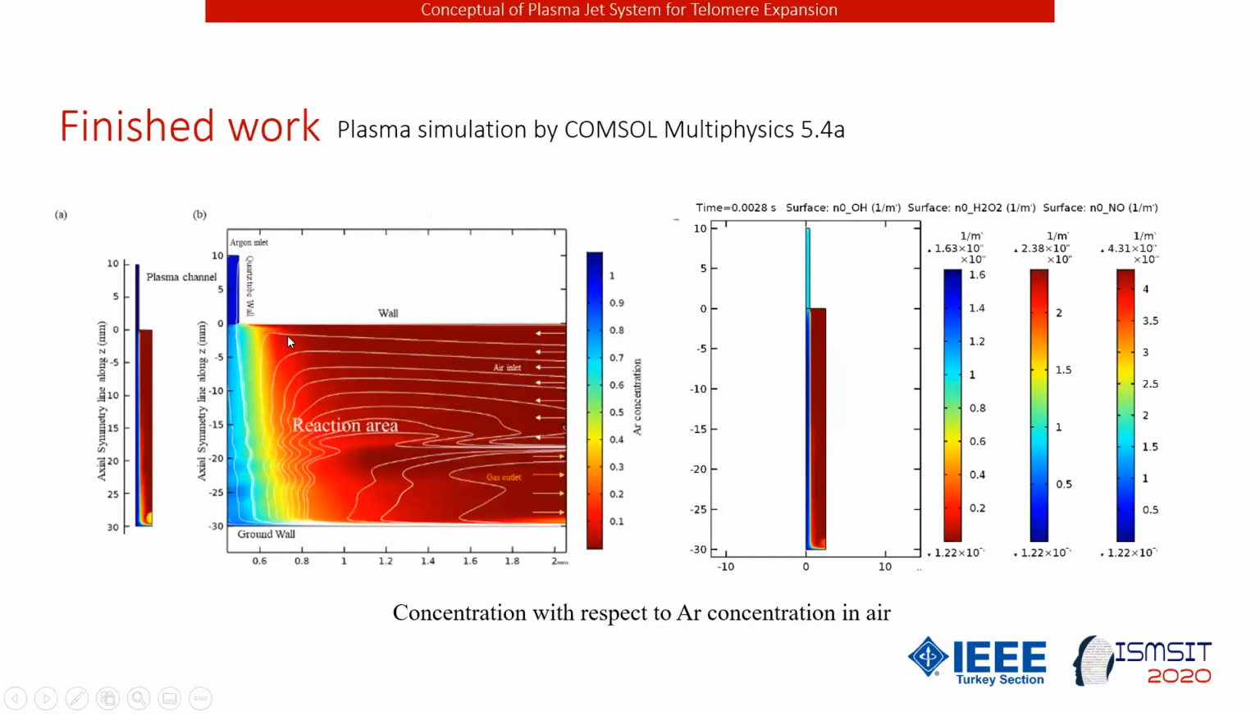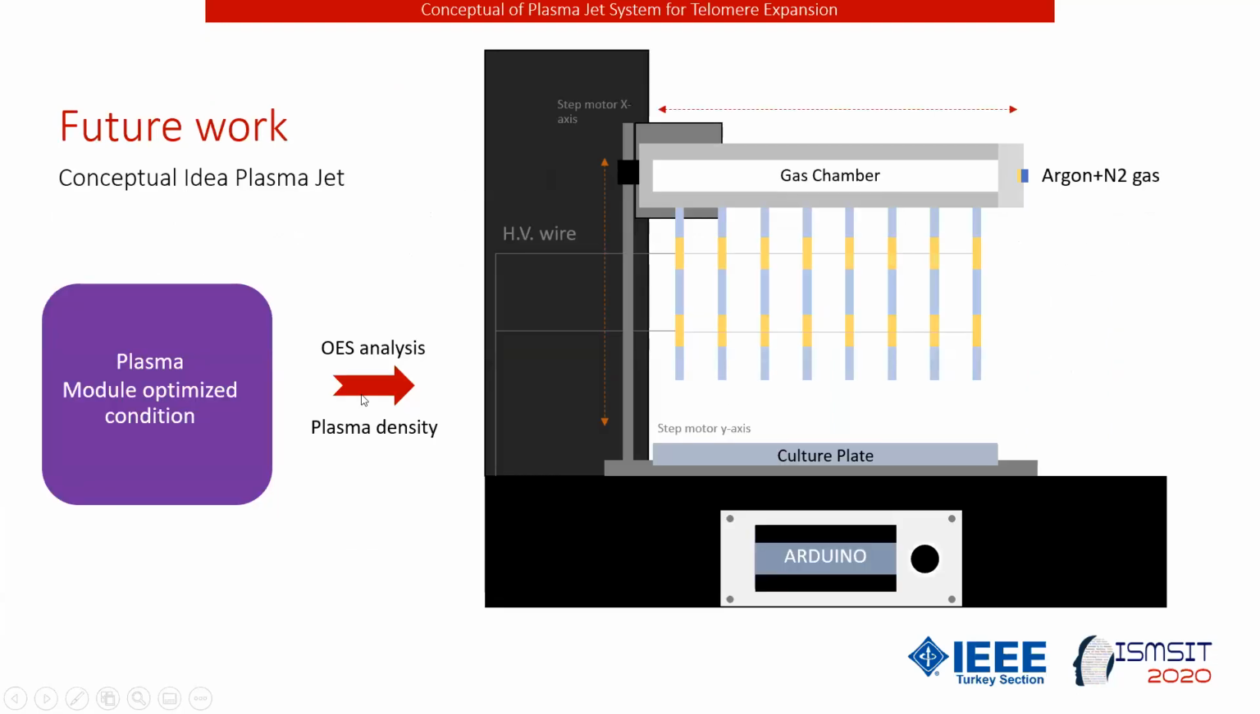This is the work that I just finished. It is a plasma simulation by COMSOL Multiphysics. I tried to make the simulation to predict the concentration of nitric oxide and ROS groups, and using this data to make the real system for the plasma machine and discharge on cells.